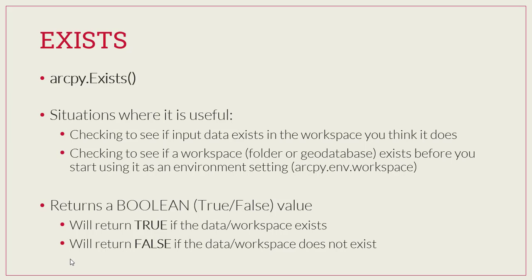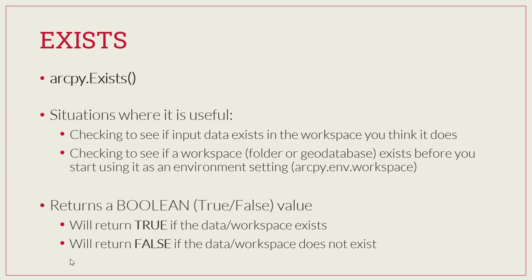So, places where this is useful to use. Let's say you want to check if an input data set exists in a workspace that you think it might be, and this might be before you want to use it in a geoprocessing string. You want to make sure that your script is sitting in a location where the data set actually exists. Or sometimes you want to see if a data set that you're about to create already exists, or if another data set of that same name already exists. And you can do that. You can ask that question with exists as well.